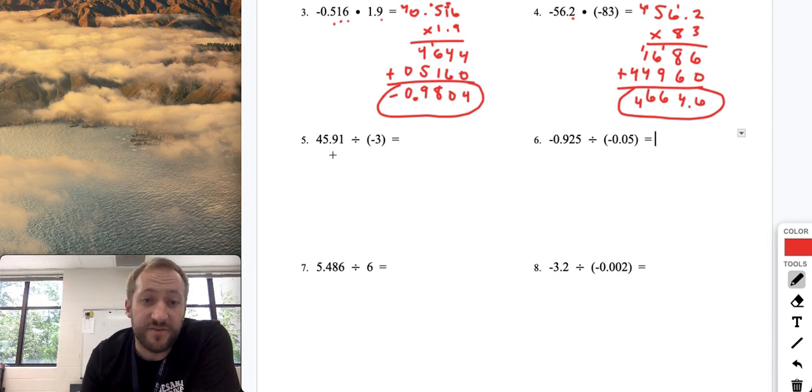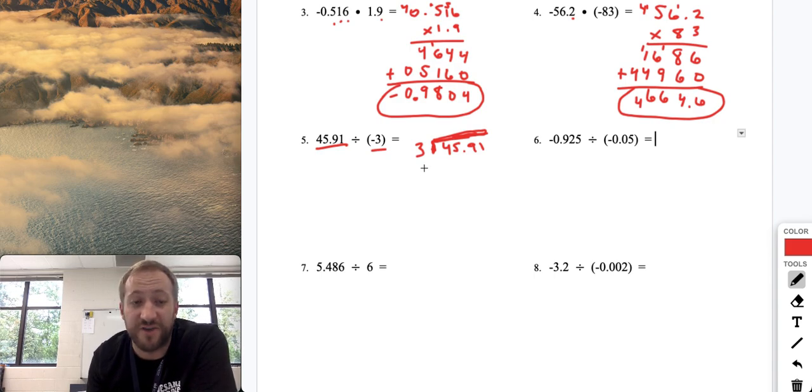So you have a dividend, first number, and divisor, the second number. The dividend, the first number, always goes inside the box. So I got 45.91. And then this 3 on the outside. Now, I don't have to move the decimal or anything because the divisor, the number on the outside, is already a whole number. I don't have to move the decimal. I can go ahead and start dividing.